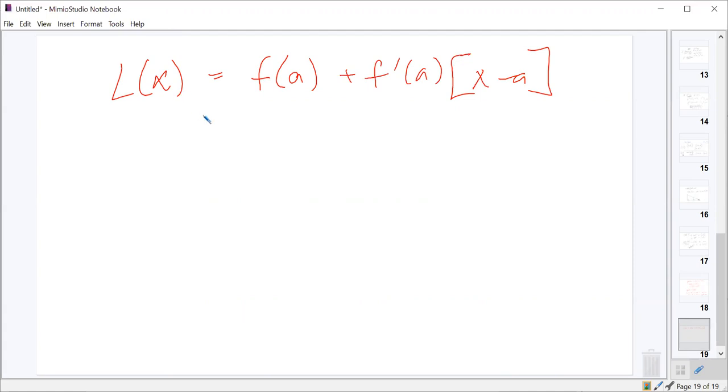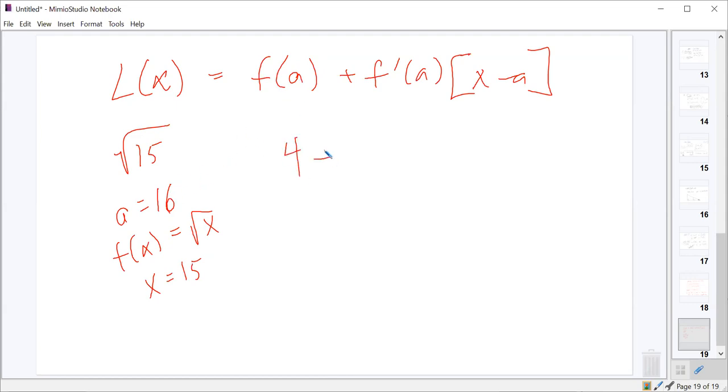So this is your linearization function. So if I'm looking for, let's say the square root of 15, well, my a value is going to be 16, my f of x is going to be square root of x, and my x is going to be 15. And so this is saying, well, take the value of the function at a number that you know very close to it. So square root of 16 is 4. And then 1 over 2 root 16, the derivative, and then the x value I'm looking for minus a.